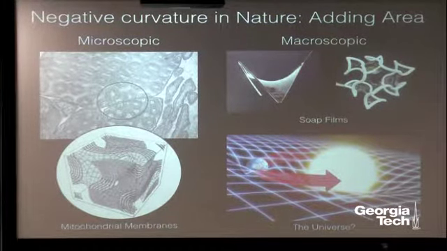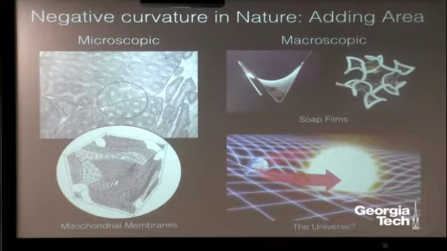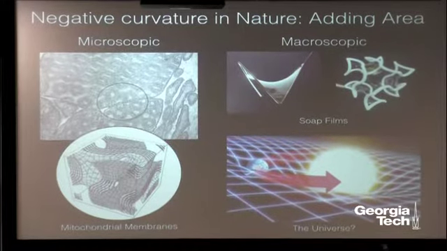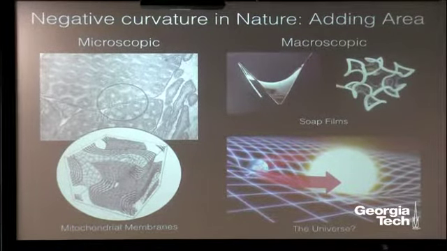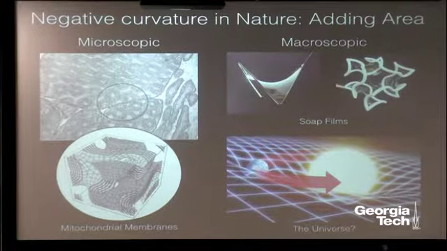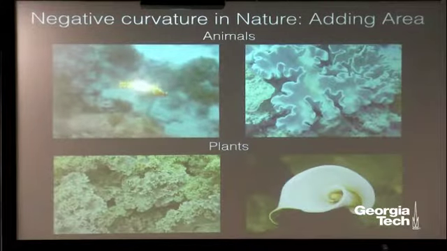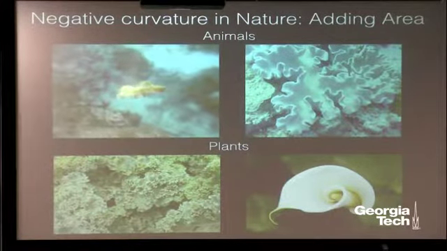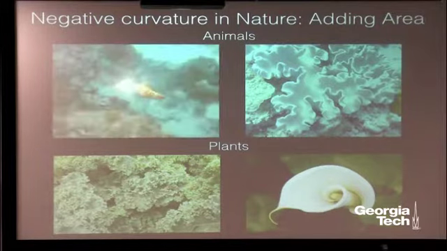And then we know that the universe is curved. We don't happen to know at the largest scales what the curvature is. It seems like it's pretty flat, but this is still an open question since we don't have any information about the boundary yet. Okay, so we also see this idea of negative curvature in nature.